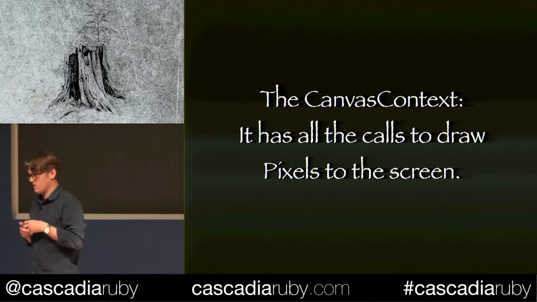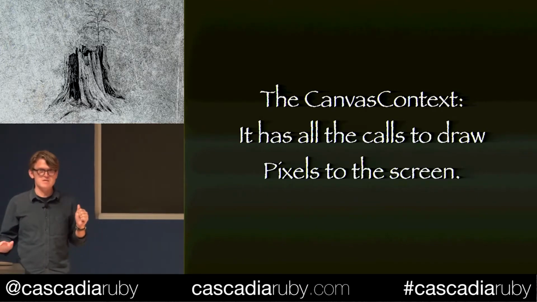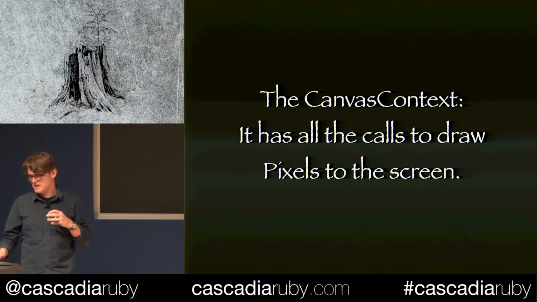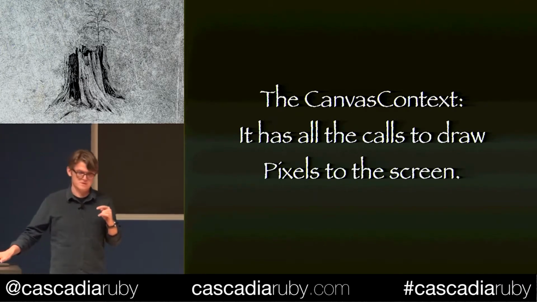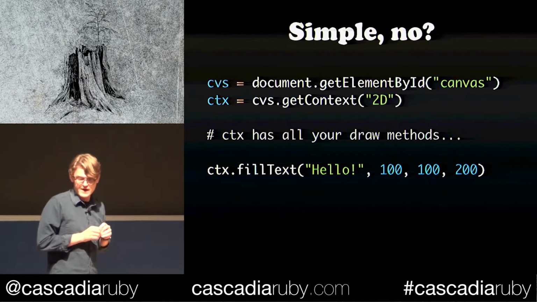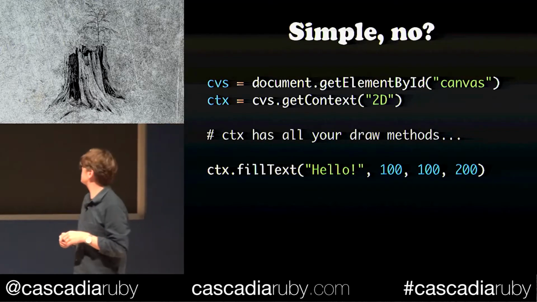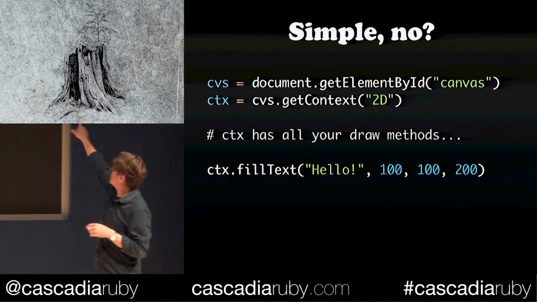It's not that hard. So the Canvas context, this is kind of the key thing that you're going to use when you're using Canvas. This is the haiku. I should get back to that, I guess, huh? The Canvas context, it has all the calls to draw the pixels to the screen. This is really simple. So once you have an element that is a Canvas element, you can just do a basic document get element by ID.